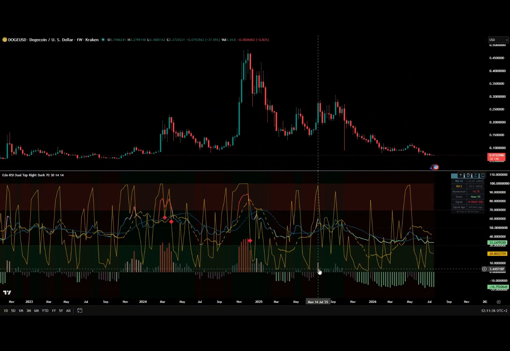Below the lines there is a histogram, and it is simply the distance between the 14-period RSI and the 50 level. Above 0, momentum is on the bullish side. Below 0, on the bearish side. What you are really watching is the shape. Bars getting shorter mean the move is losing pace, long before any line crosses anything. On Dogecoin Weekly the histogram has been pinned below 0 for months, down at -16. Momentum that stays negative like that is a trend, not a dip.